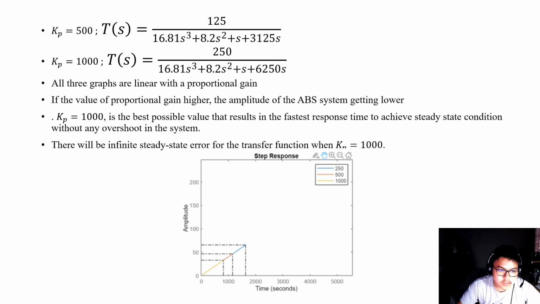All three graphs are linear with the proportional gain. So if the value of the proportional gain is higher, the ability of the ABS system gets lower. For kp equals 1000, it is the best possible value that results in the fastest response time to achieve steady state condition without any overshoot in the system. As you can see in the graph, there will be infinite steady state error for the transfer function when kp equals 1000.